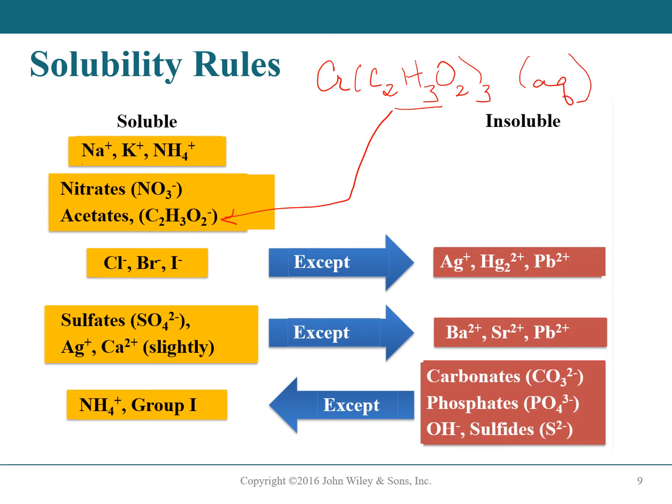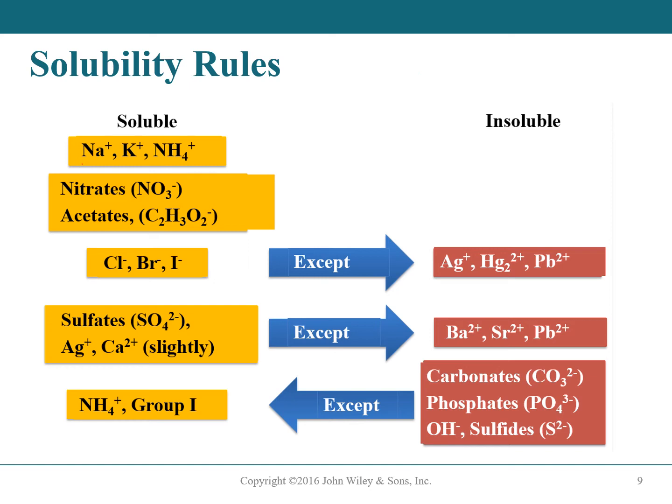All right, now let's take a look at the more interesting ones. We'll have exceptions here. So the halides, chloride, bromide, and iodide, they're generally soluble. So the first thing you're going to say is, oh, they're soluble. And then you're going to look and say, is it silver ion, mercury 1 ion, or lead 2? And remember, it's mercury 1, not mercury 2. So if I gave you something like sodium chloride, you say, is it soluble or insoluble? Oh, it's soluble. It's not silver, mercury 1, or lead 2.